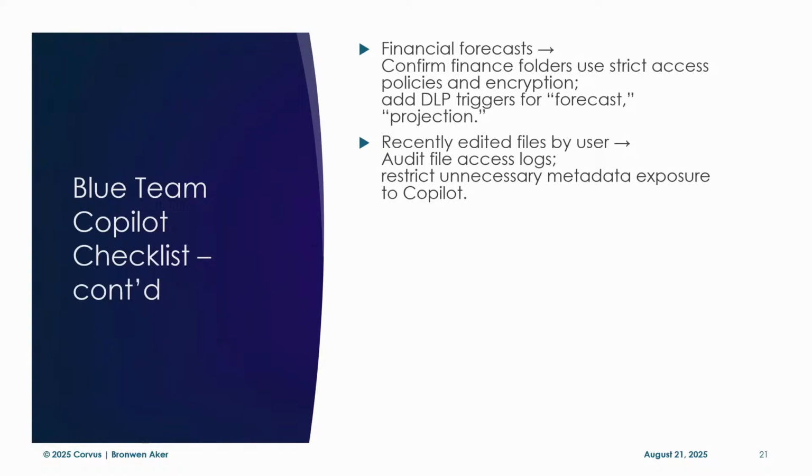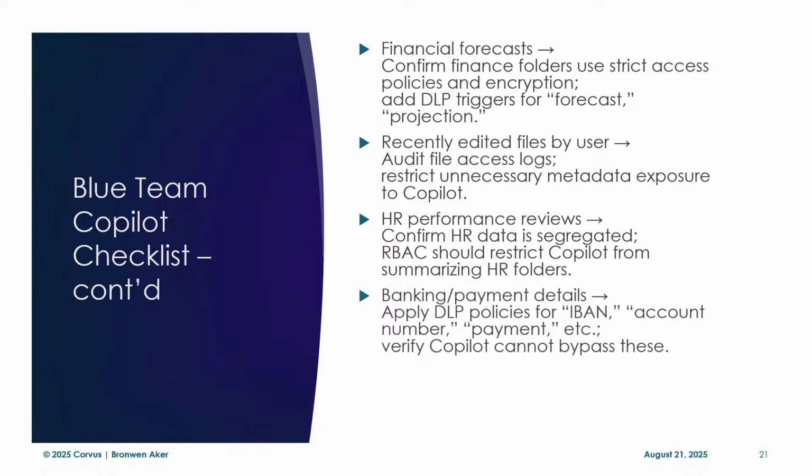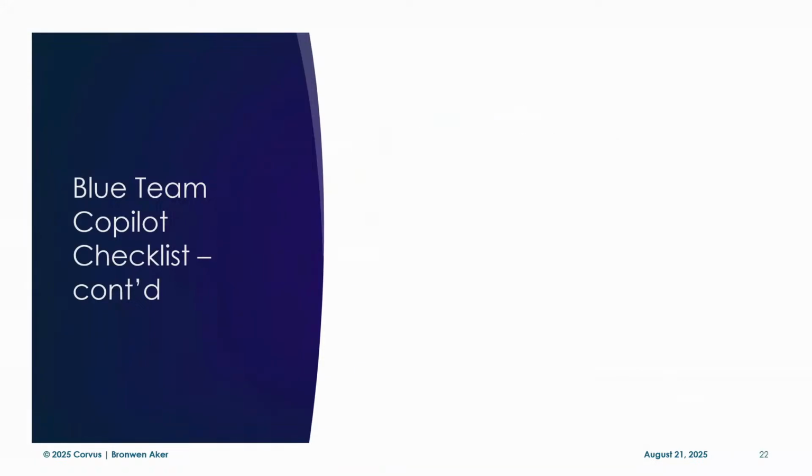Recently edited files by users. And again, HR. You want to make sure that HR data is segregated. RBAC should restrict Copilot from summarizing any HR folders unless it's being done by legitimate HR personnel. Similar thing with banking and payment details: IBAN, account number, payment. Make sure that Copilot can't get past this. And of course, your vendor and client mentions.